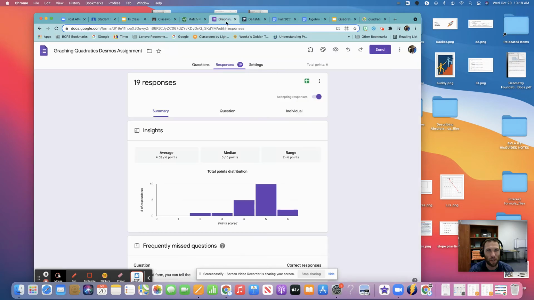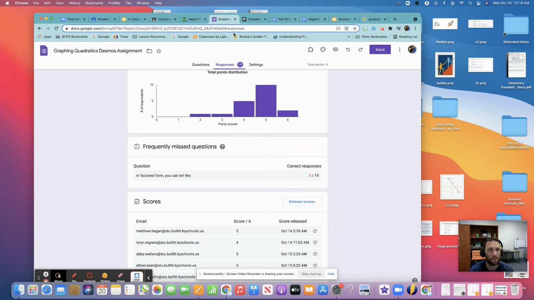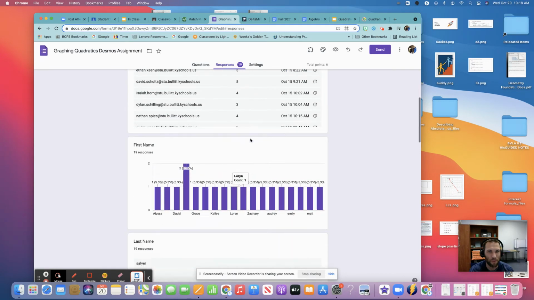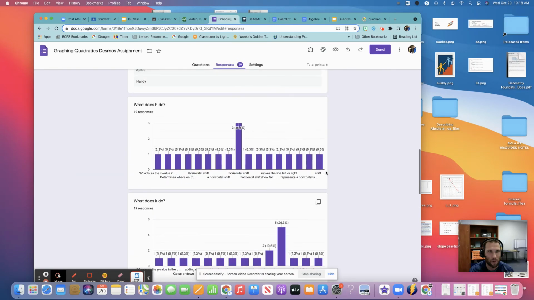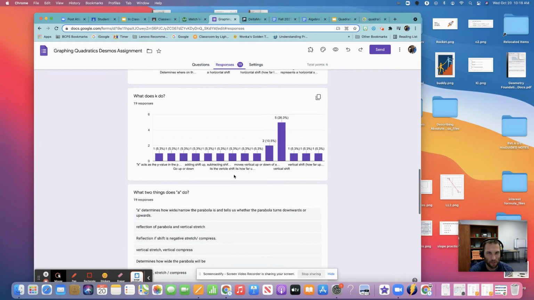All right, so I'm going to get back here, and, let's see. Okay, so what does h do? h acts as the x value, and it's the horizontal shift, moves the line left or right. So that's all good. What does k do? Vertical shift is right, moves it up and down, moves the vertex up and down.